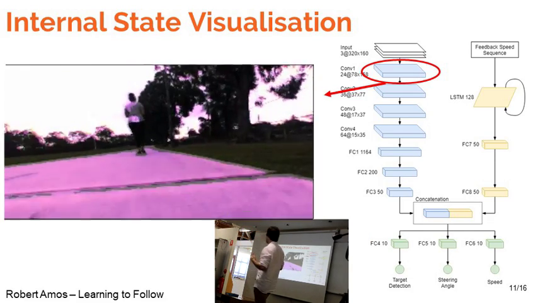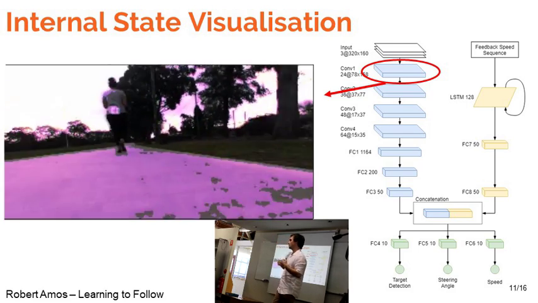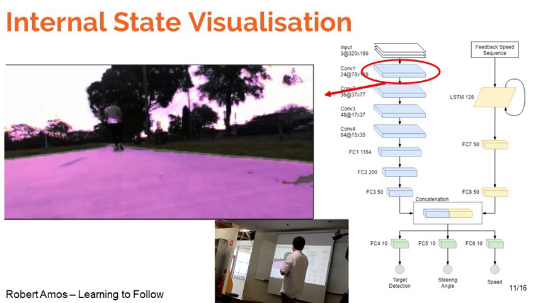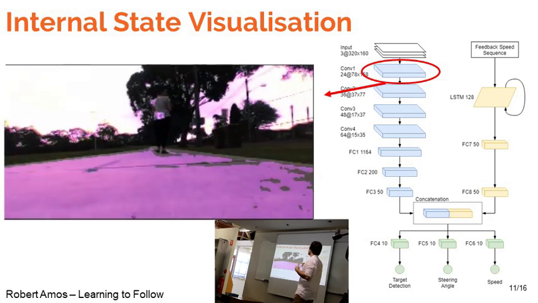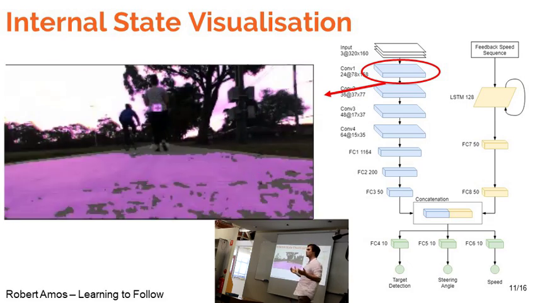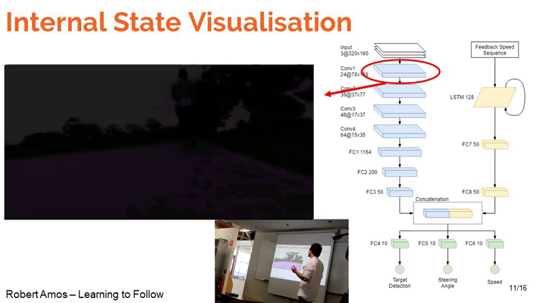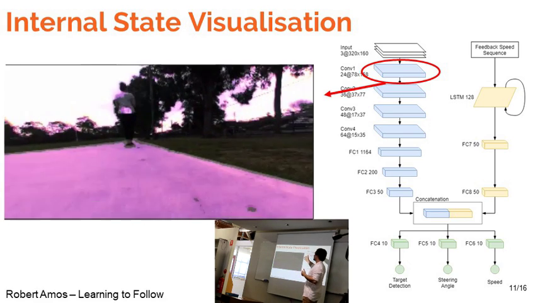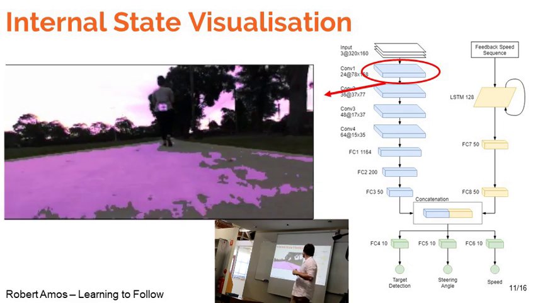So in order to determine what the network has learned, I dissected the convolutional layers. We can see here that the model has learned to segment drivable from non-drivable terrain, and it has done this all by itself. We can also see that it has found the target in the frame.